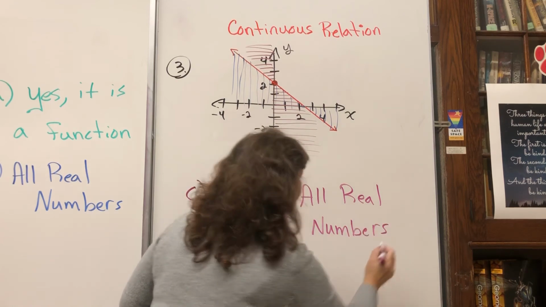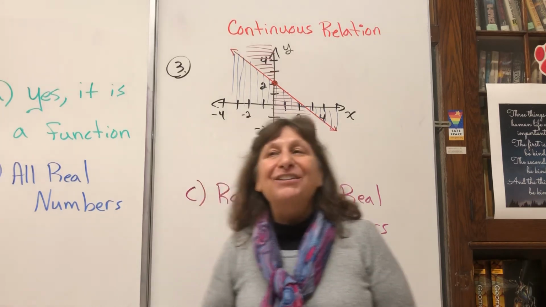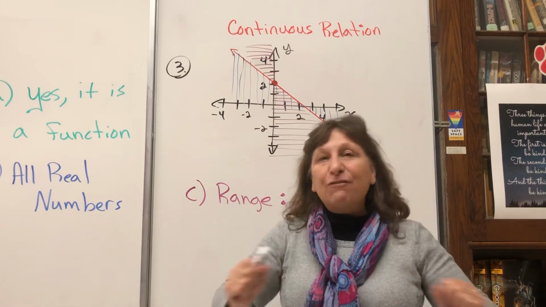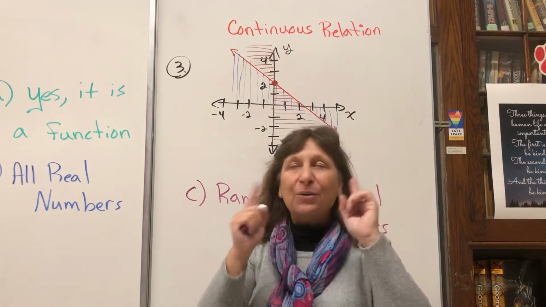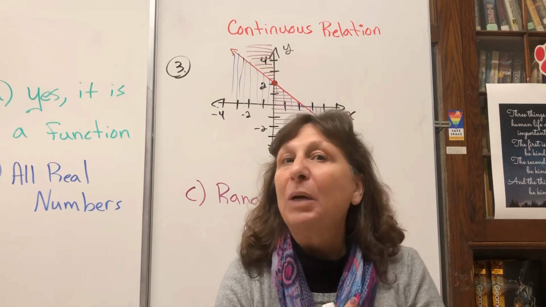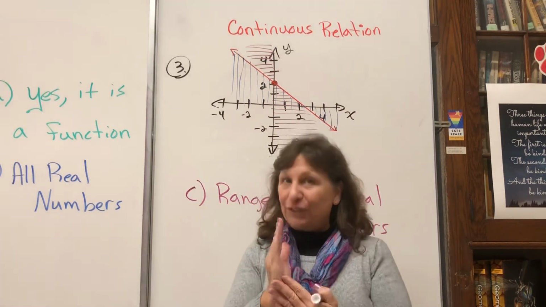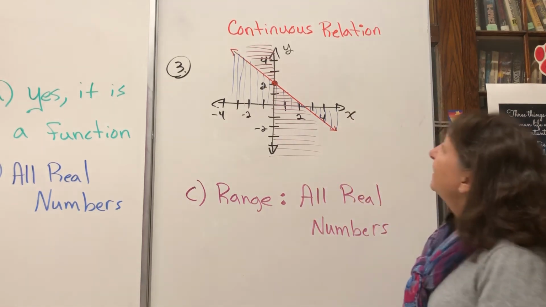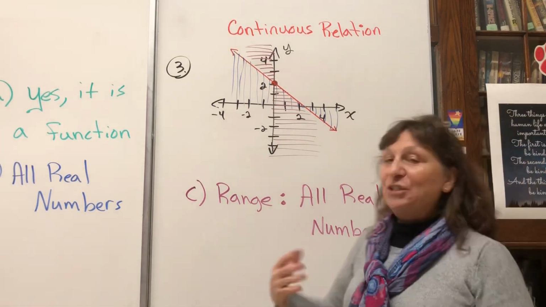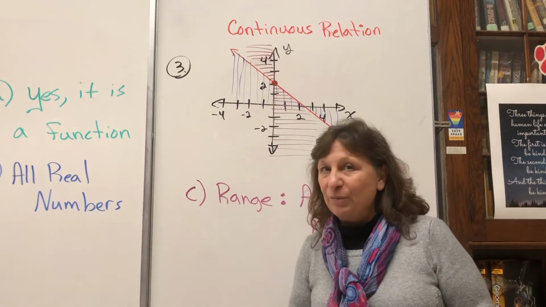I don't know if this is a cheat, but if you stayed to the end of this video, any of our linear relationships, every line is a function. Every line is a function. Okay, let me catch myself. There is one exception. A vertical line is not a function. So other than a vertical line, every other line is a function. And the domain will be all real numbers, and the range will be all real numbers.